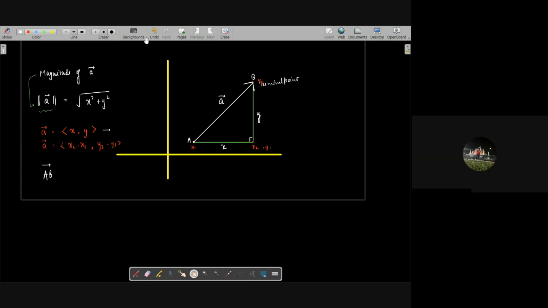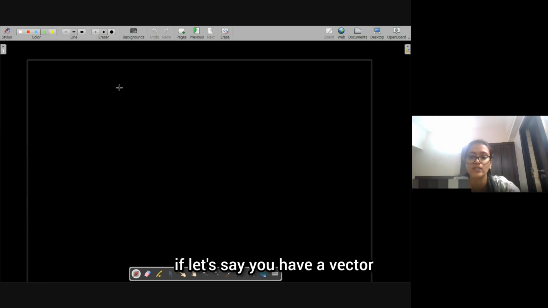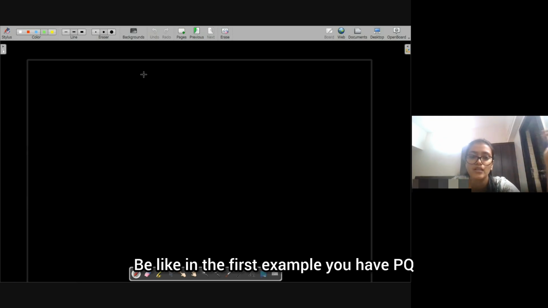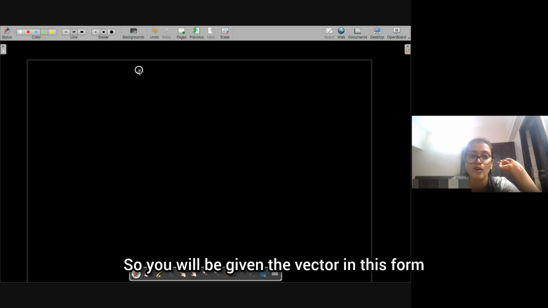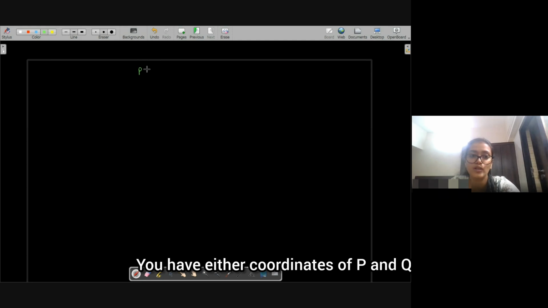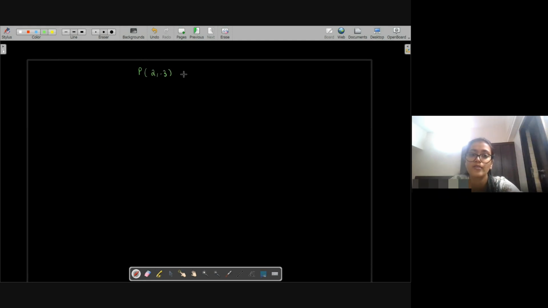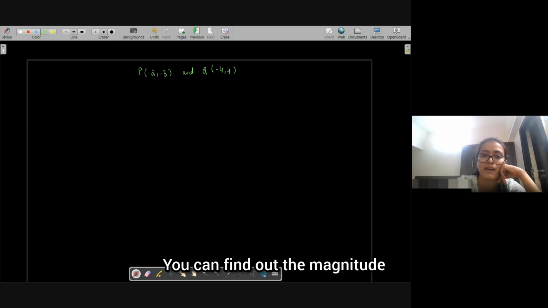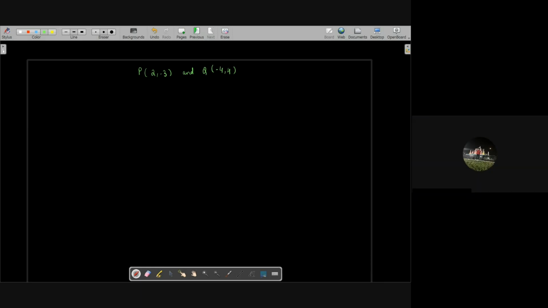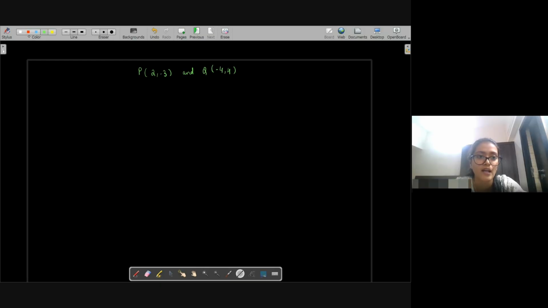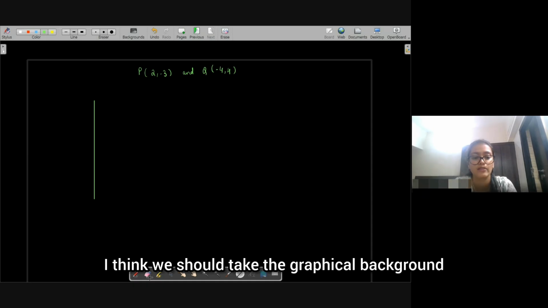So just quickly, let's say you have a vector PQ. You will be given the vector in this form, with either coordinates of P and Q. So let's say P is (2, -3) and Q is (-4, 4). P is the initial point and Q is the terminal point. You can find out the magnitude. Can we just graph it real quick? Yes, let's graph it. P is the initial point and Q is the final point. I think we should take the graphical background.